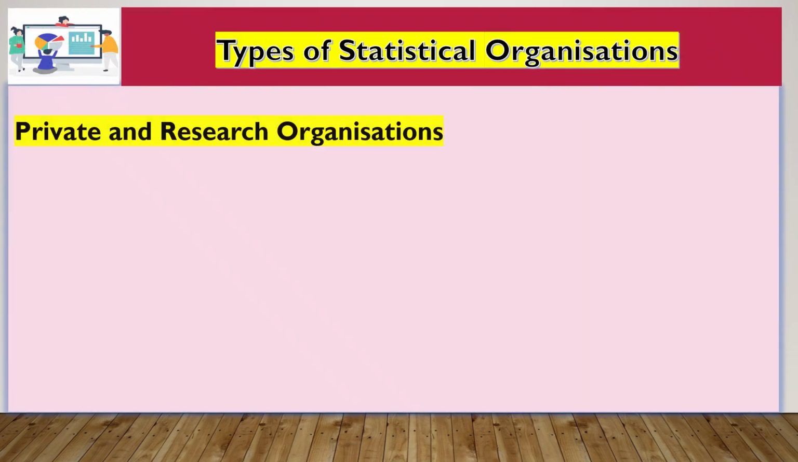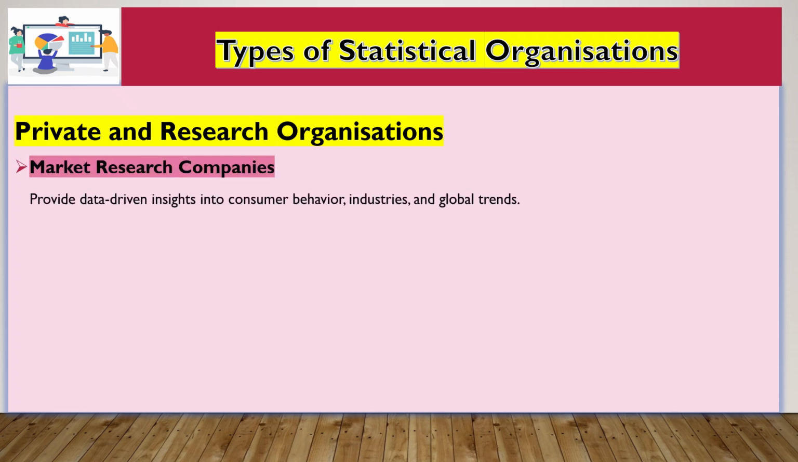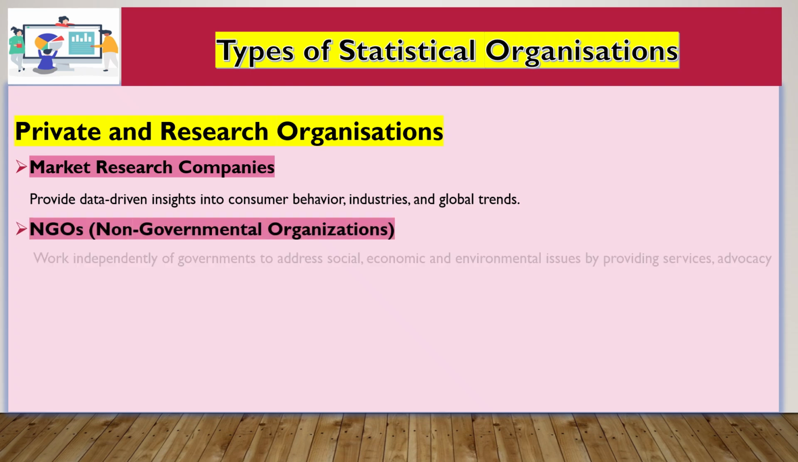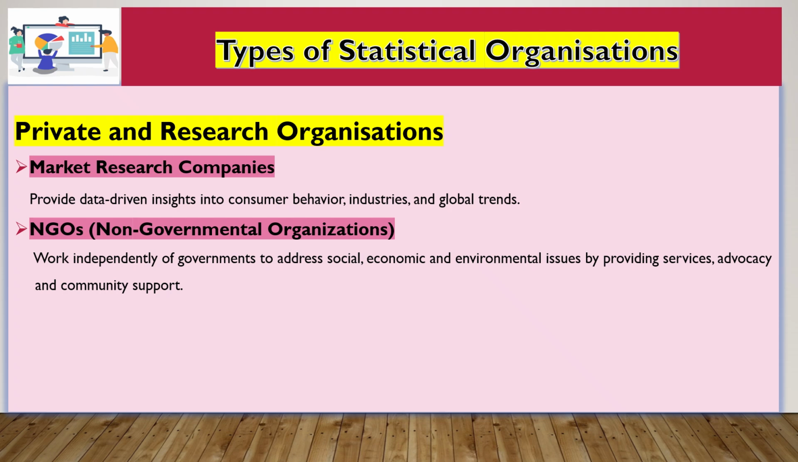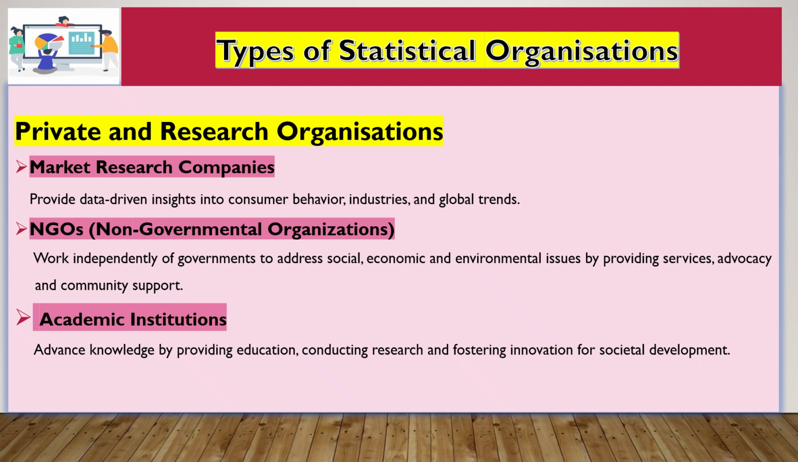Next is private and research organizations, where market research companies provide data-driven insights into consumer behavior, industries, and global trends. NGOs work independently to address social, economic, and environmental issues by providing service, advocacy, and community support. Academic institutions advance knowledge by providing education, conducting research, and fostering innovation for societal development.